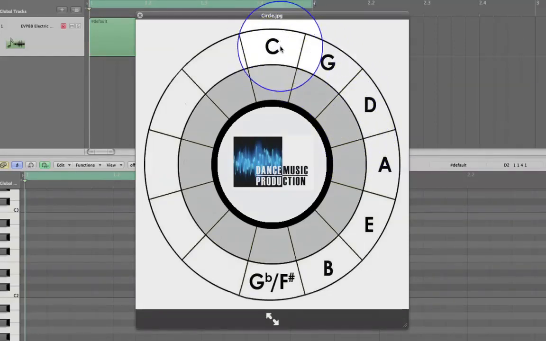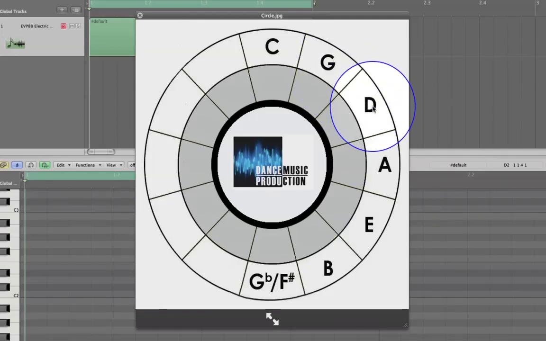Now, C, as we know, has no sharps or flats in it, so it sits at 12 o'clock. It sits at the top of our scale there. Now, G, as you can see there, is sat 1 notch away from C. And because it's sat 1 notch away, it has 1 more sharp than C. Now, D, as you can see there, is sat 2 notches away from C, and that means that it has 2 more sharps than C. But since it's only 1 notch away from G, it has 1 more sharp than G.